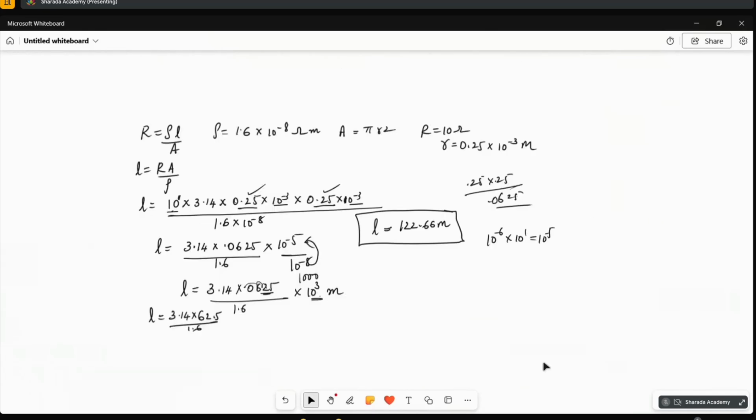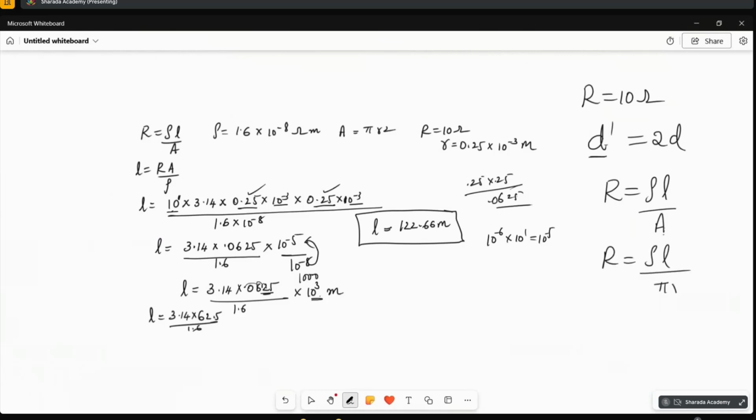Next portion: what they asked is, if the diameter is doubled, what happens to the resistance? At that time, you don't need to calculate. See, R is 10 ohms. If the diameter is made 2 times, now D dash is 2 times D. We know that R is rho into L by A. So R is equal to rho into L by pi r square. That is, R is proportional to 1 by r square, or R is proportional to 1 by D square also. Same thing it will come, proportion.